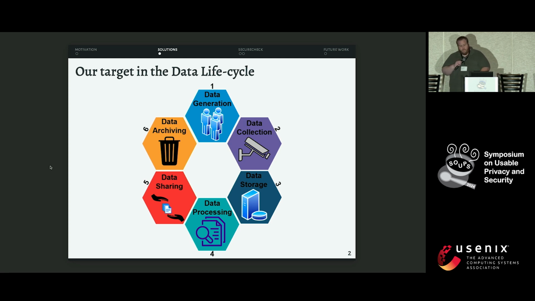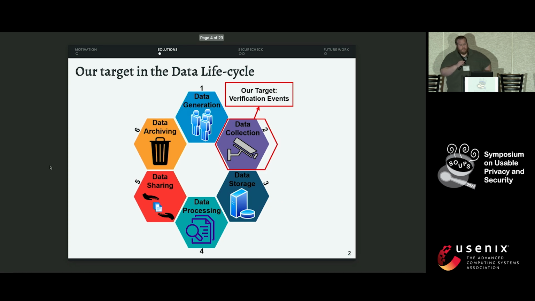So what my research is focusing on is specifically dealing with data collection, specifically with verification events in physical space. What I mean by this, as an example: you would go to a bar, the first person you're going to encounter is a bouncer, and he's going to ask for your ID to verify that you're of age.